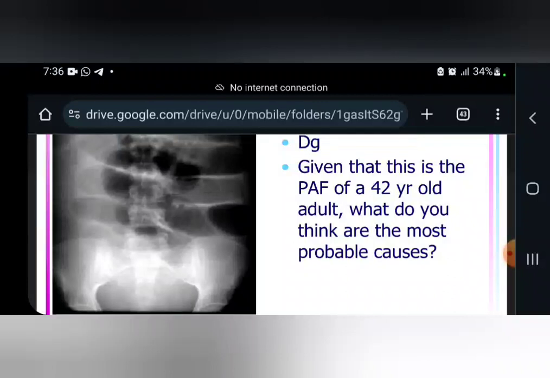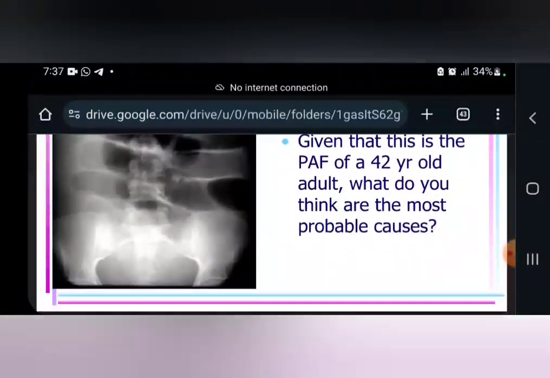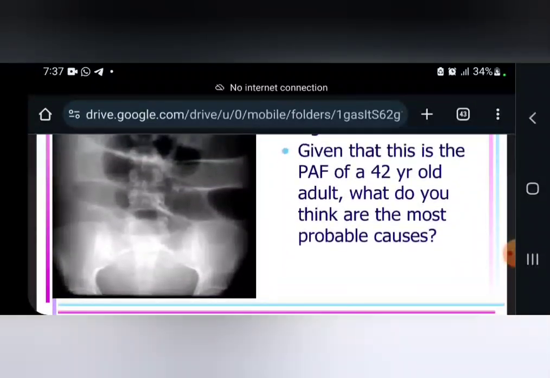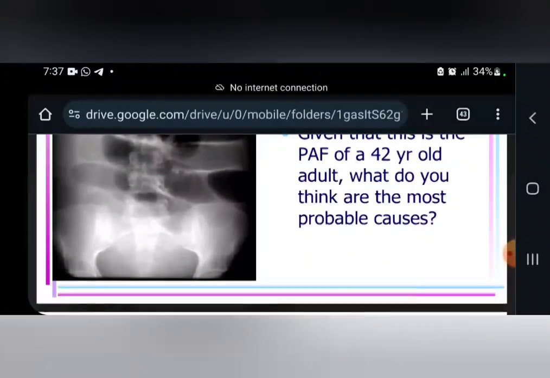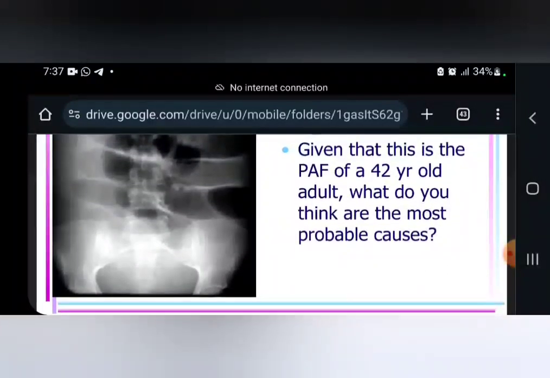Now, among the adynamic causes of intestinal obstruction, what is there? You need to know that anything that causes a local paralysis of the intestines, is it clear, is going to cause adynamic intestinal obstruction. And similarly, anything that causes systemic reduction of the peristalsis is also going to cause adynamic. Is it clear?